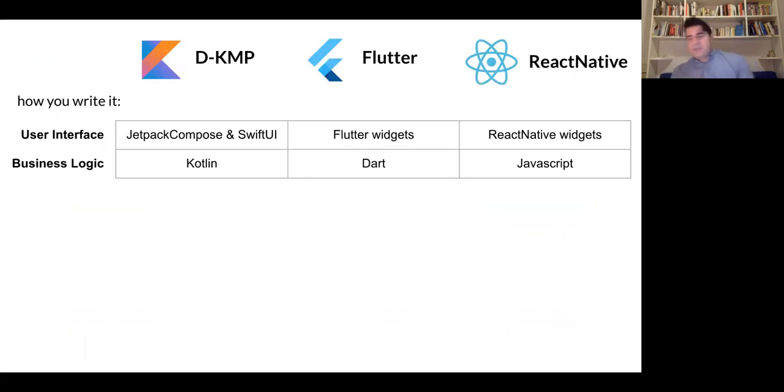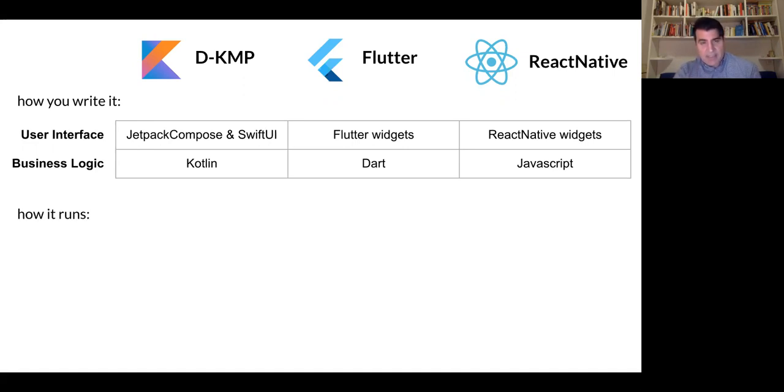So let's now try to compare the D-KMP architecture with Flutter and React Native. In the D-KMP architecture, we're going to write our user interface, as we said, with Jetpack Compose and SwiftUI. In Flutter, you write the UI using the Flutter proprietary widgets, and in React Native using their own proprietary widgets. In terms of business logic, in D-KMP, you write it in Kotlin. In Flutter, you write it in Dart, and in React Native in JavaScript.